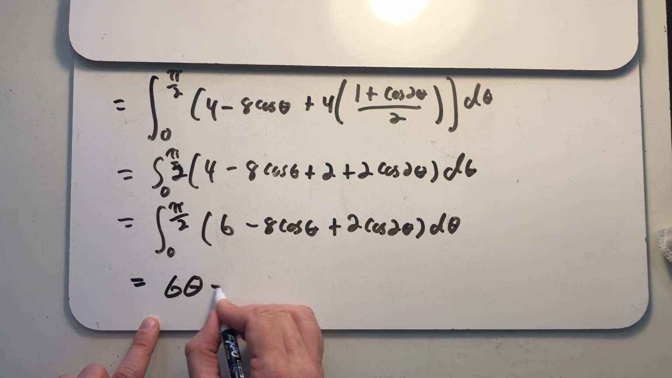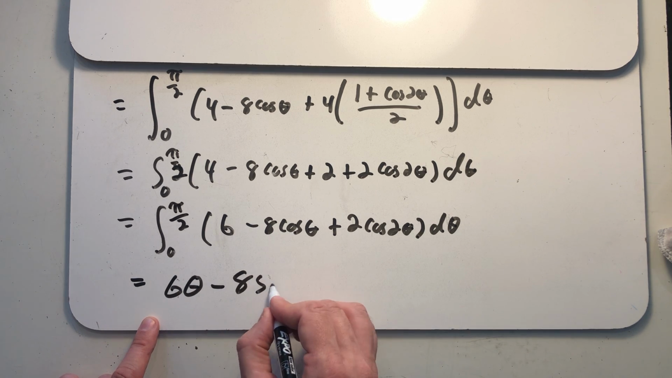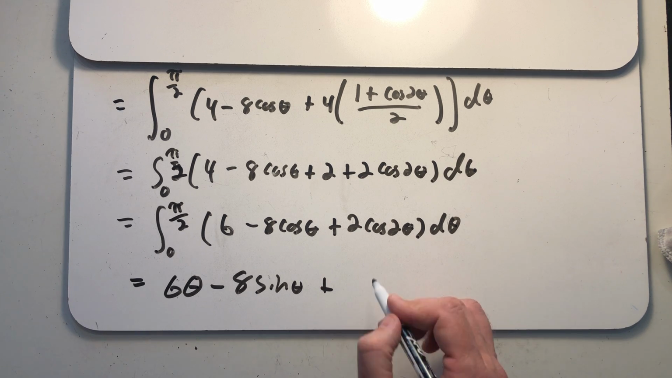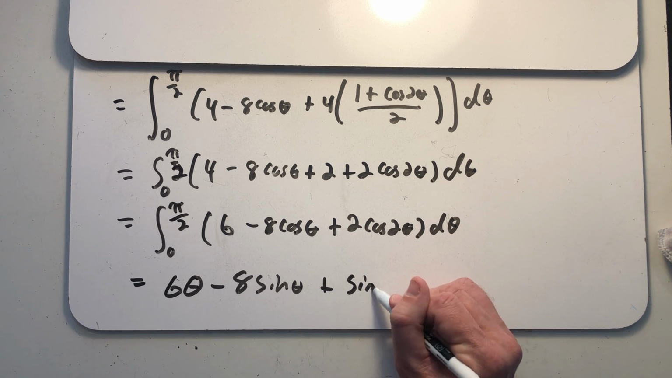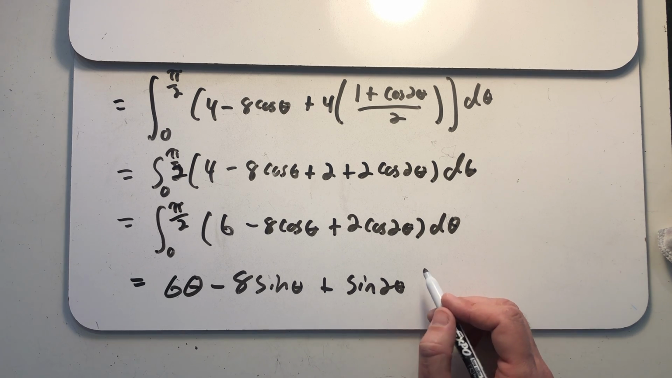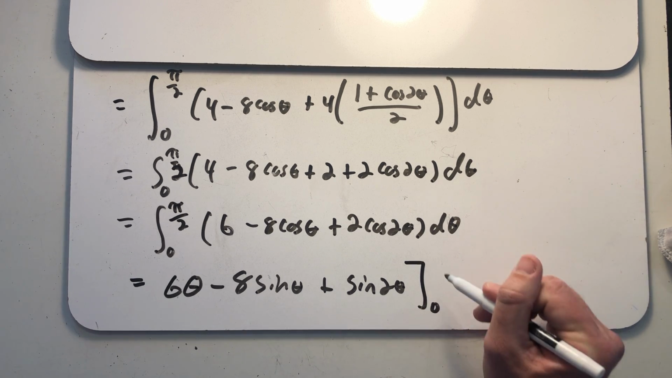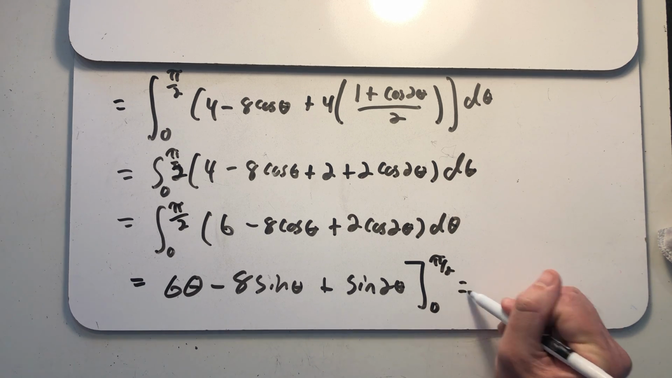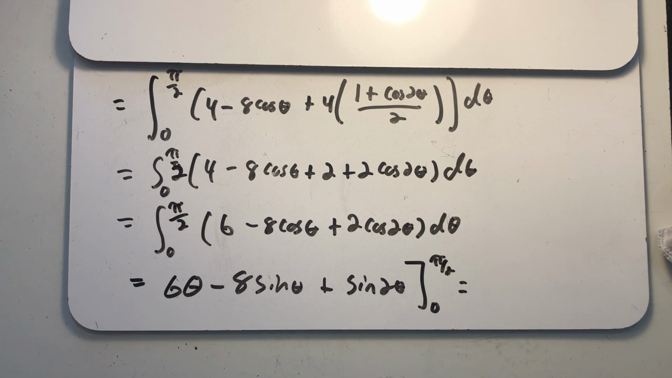6 theta minus 8 sine theta plus sine of 2 theta, because when I think about the substitution, I'd have to divide by 2. All right, and we're evaluating that from 0 to pi over 2. All right, well, this isn't too tricky. I definitely get a 3 pi hanging out here when I plug in that pi over 2.